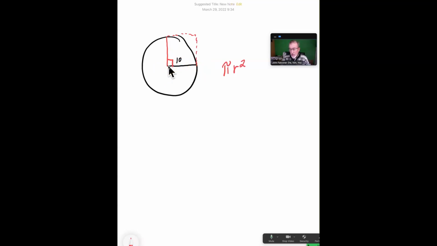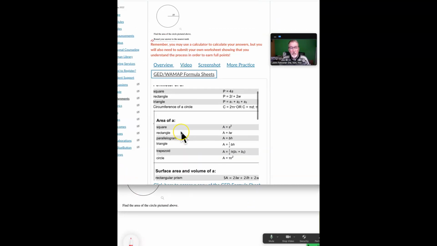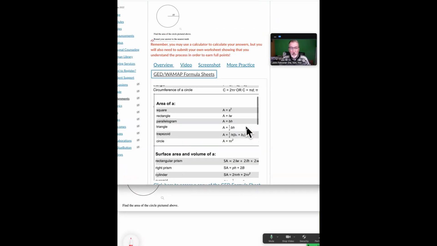Okay. All right, so let's take a look at, here's one where they give you the diameter is 10. Here's one with the radius is 10. So this one you would be using 5, half of that value. All right, and don't forget about the rounding. All right, so those are the formula sheets.